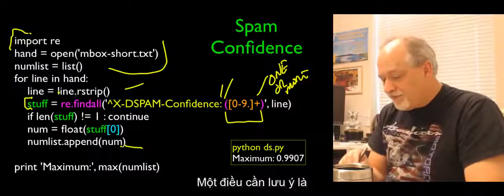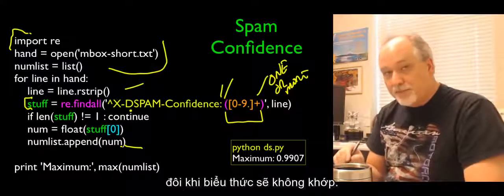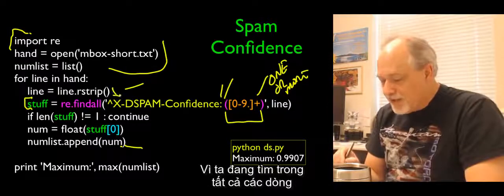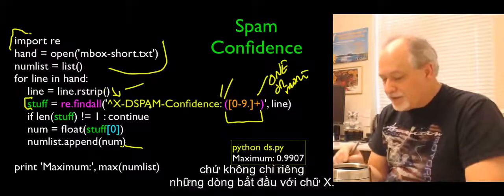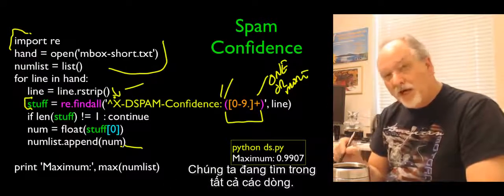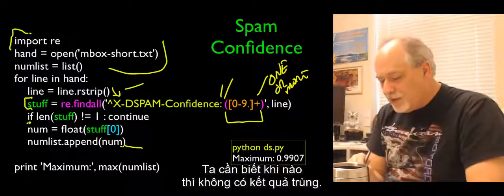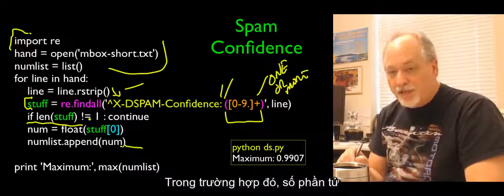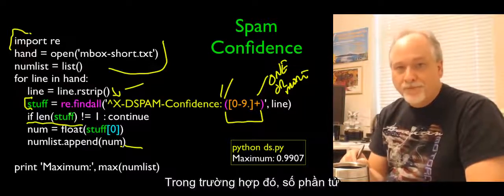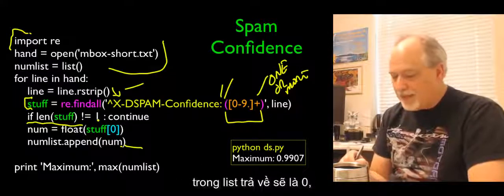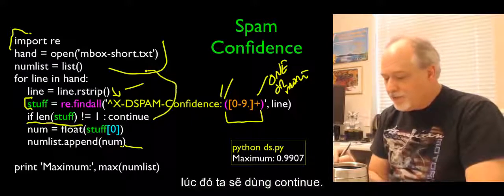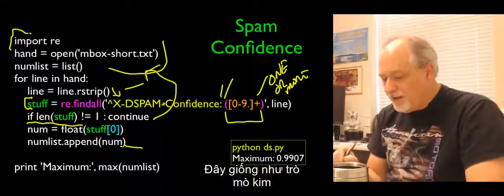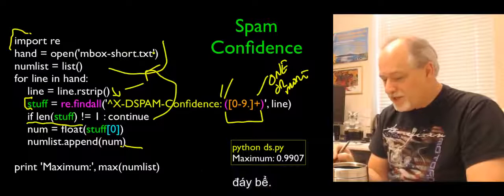Now, the thing about it is we have to realize that sometimes this is not going to match, because we're sending every line, not just the ones that start with X, through this. And so we need to know when we didn't get a match. The way we know we didn't get a match is if the number of items in the list that we got back is 0, then we're going to continue. So this is kind of our if, where we're searching for the needle in the haystack.